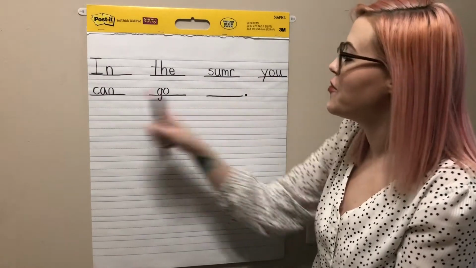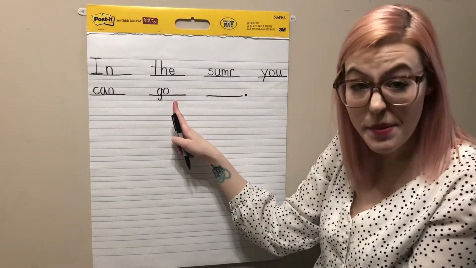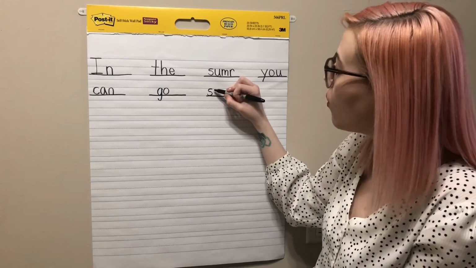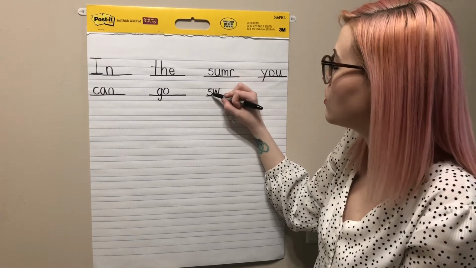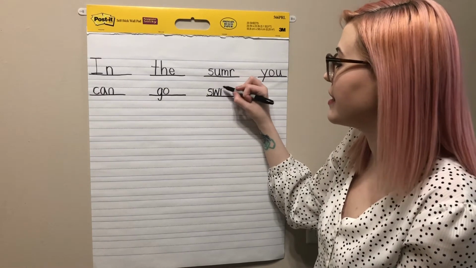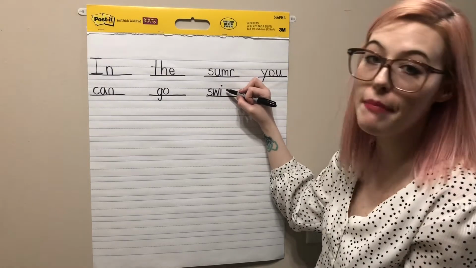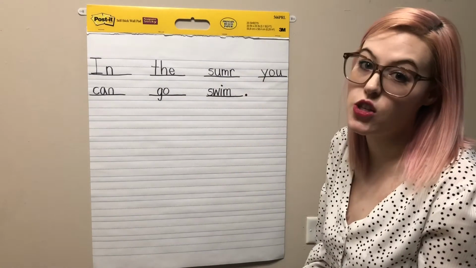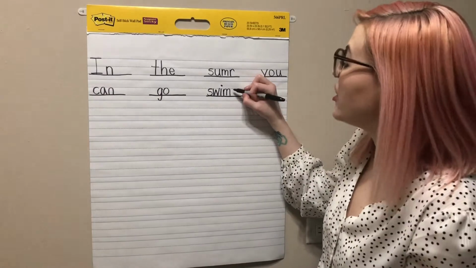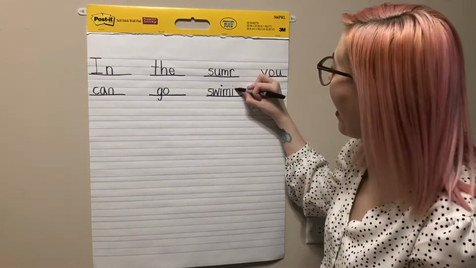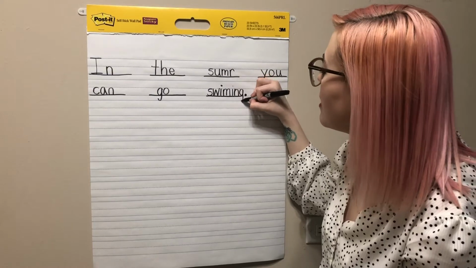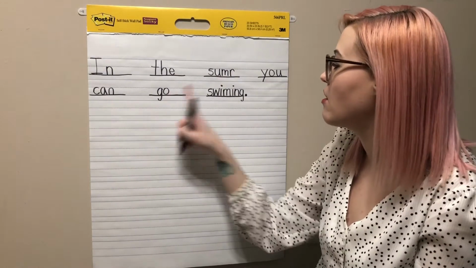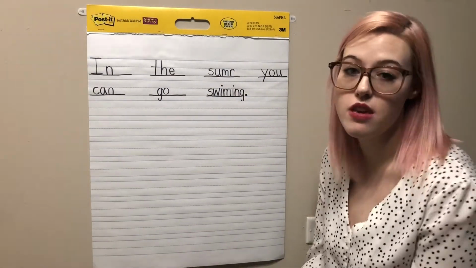In the summer, you can go swimming. S says w. W says w. Sw, I. I says I. Swim. M says, swim. Ing is a special first grade ending. I-N-G says ing. In the summer, you can go swimming. So that's one thing you can do in the summer.